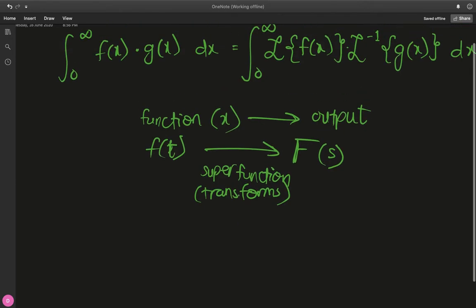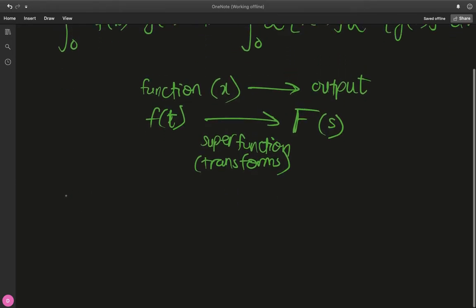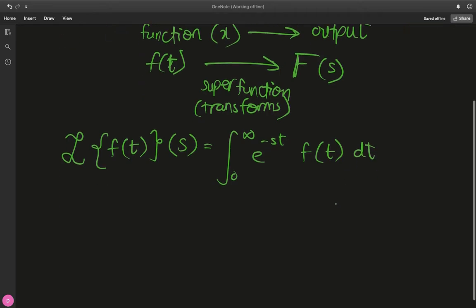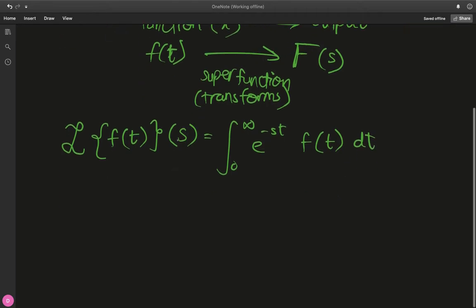There are many transforms. And if you want to define this, say the Laplace transform of a function f of t, in usual cases it's always a t, with respect to s, and I'll explain what this parameter is, defined as the integral from 0 to infinity of e raised to minus st times f of t dt. Now, with respect to s is basically the constant that we attach alongside the t in the power of e.